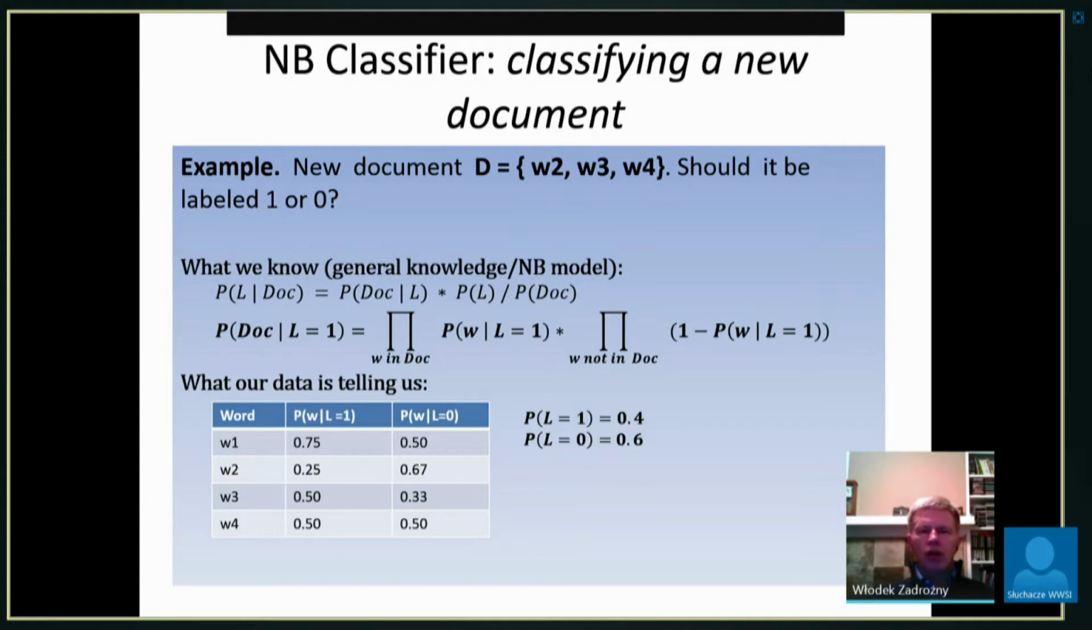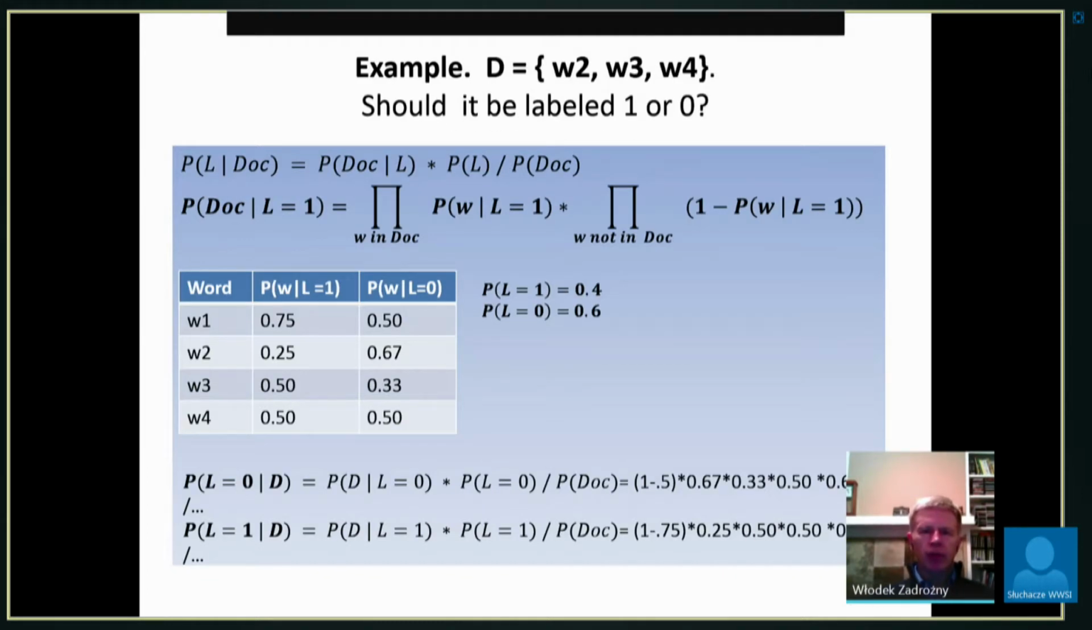So we have a document consisting of W2, W3, W4, and the question is whether it should be labeled 1 or 0. What do we know? Well, we have the Bayes model and we have the naive Bayes model approximation of the general Bayes formula. So we can compute the probability using the formula we saw in the slide just a moment ago. And let's look at it in detail, okay?